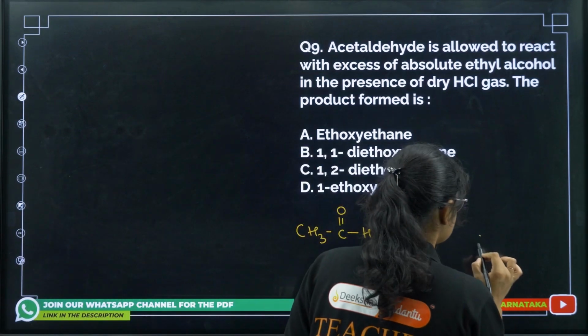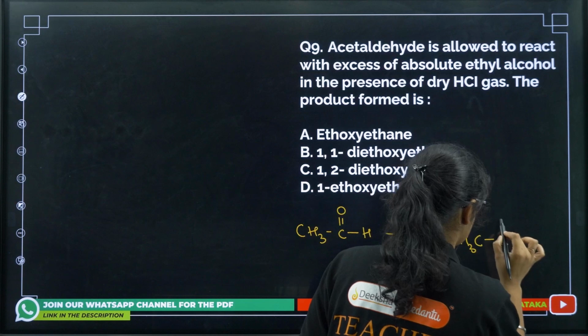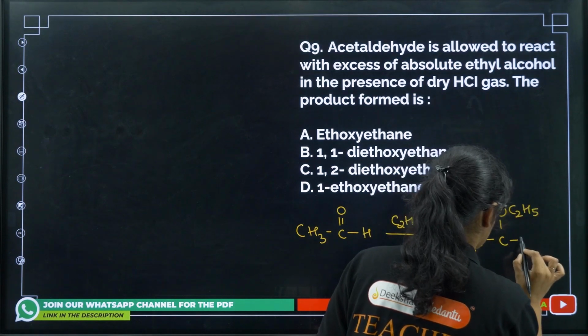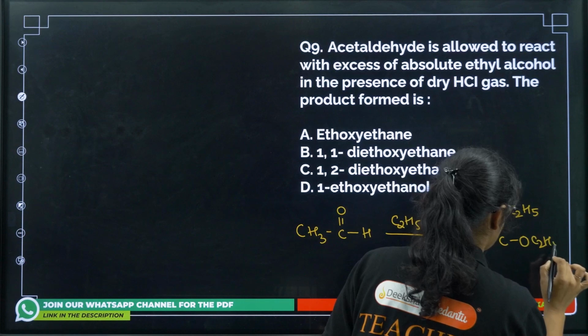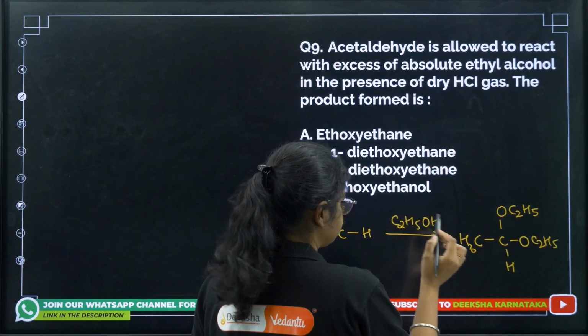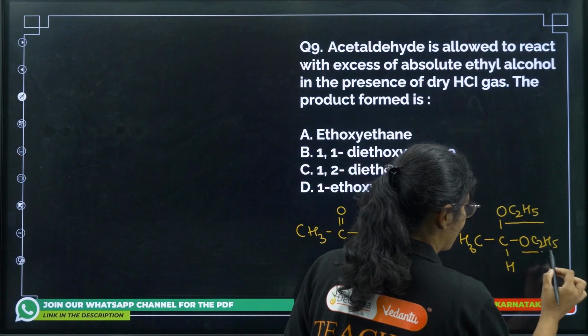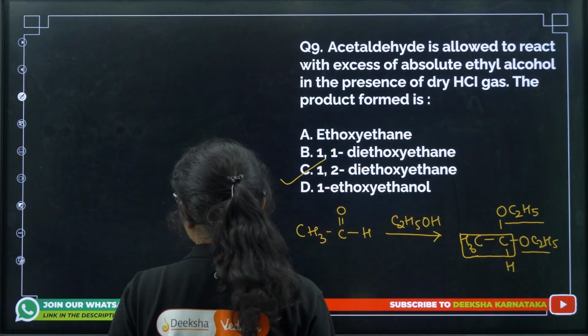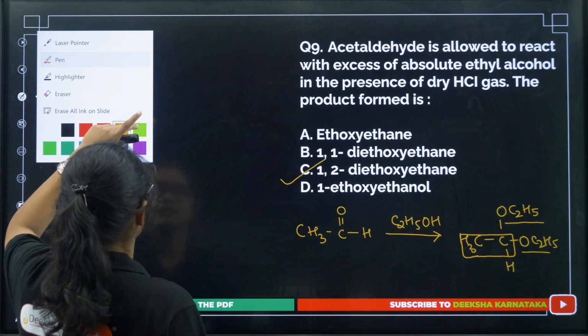So what will form? CH3CH, then you have OC2H5, OC2H5, right? So here we get 1,1-diethoxyethane. So the correct answer is option number C.